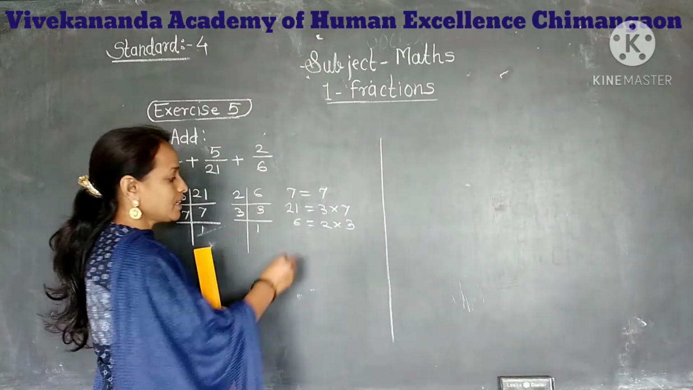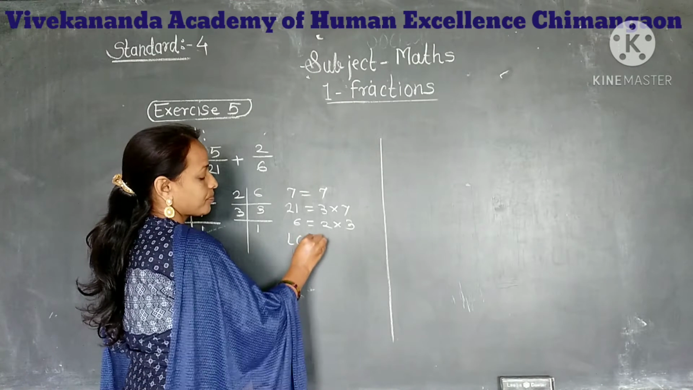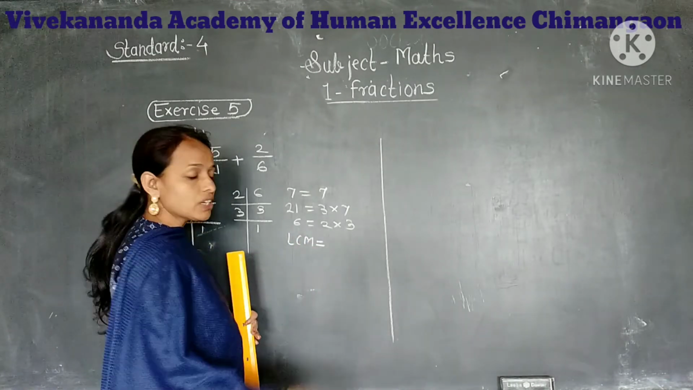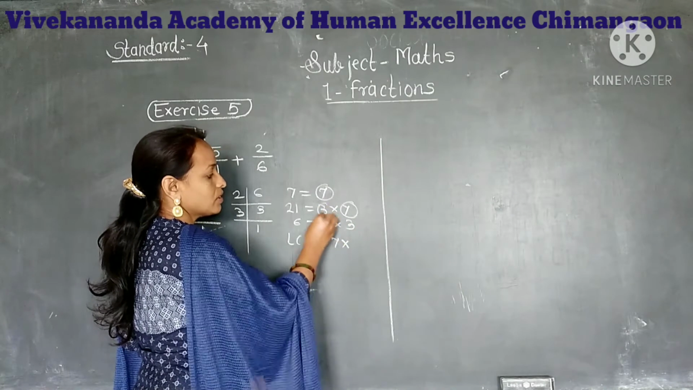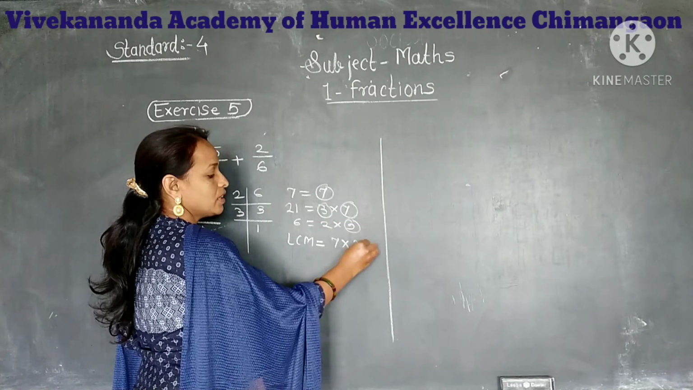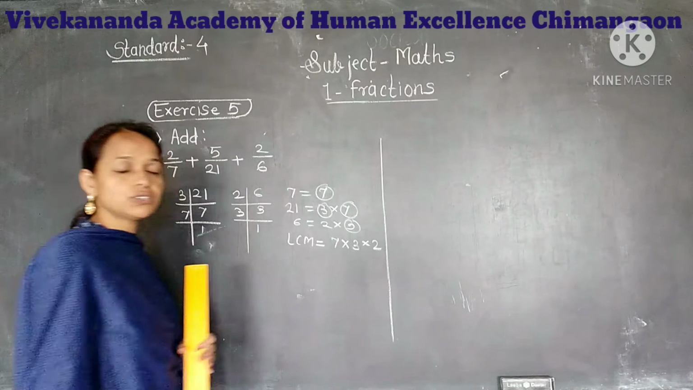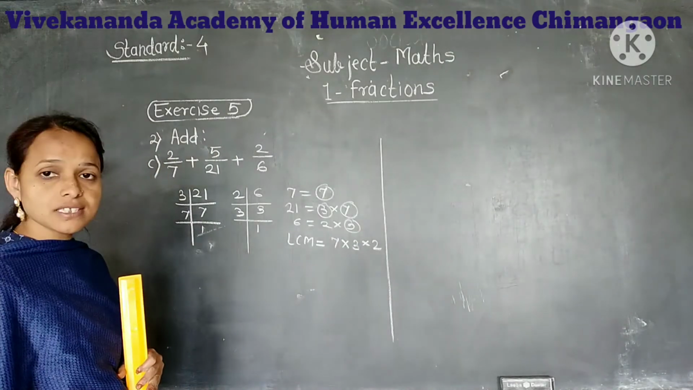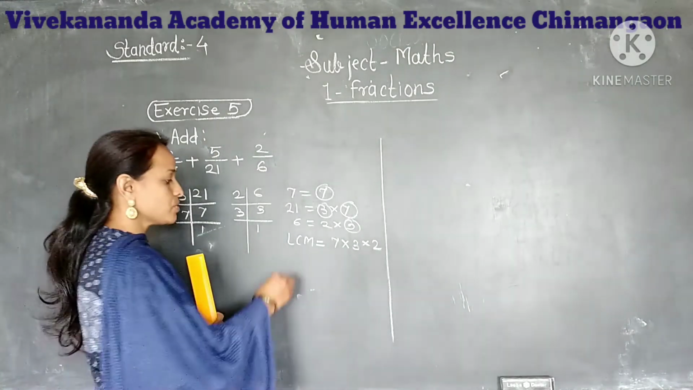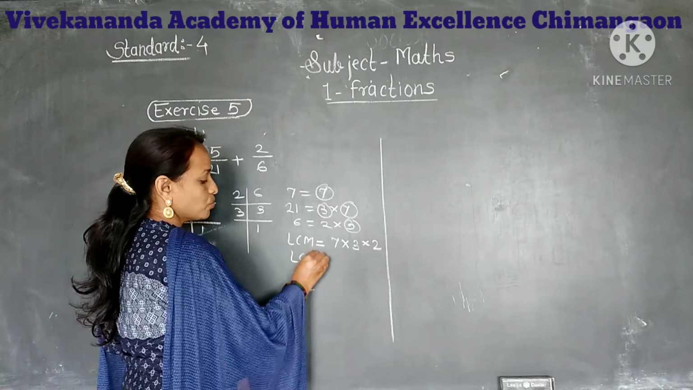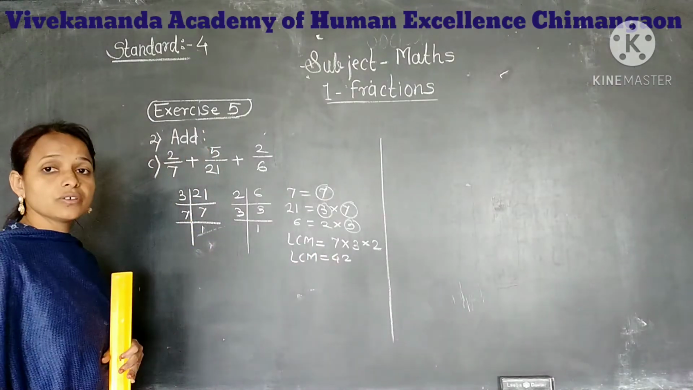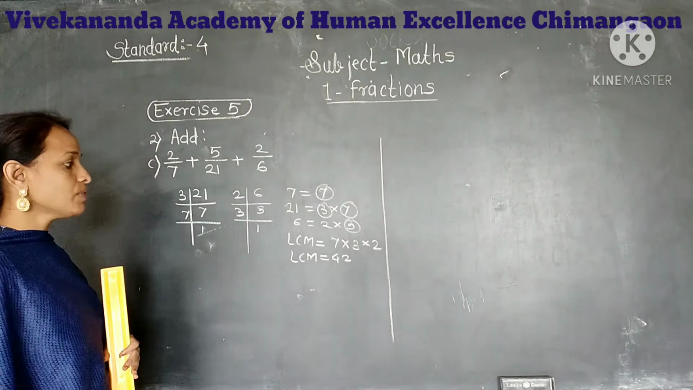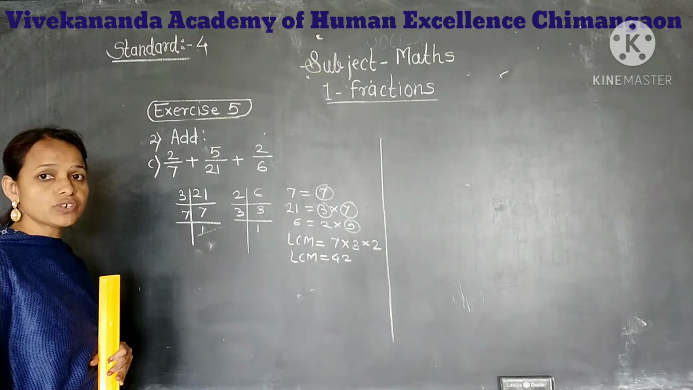Now we find the LCM. So first we find the common factors 7, 3 and the uncommon factor 2. Now we multiply: 7 threes are 21, 21 twos are 42. So here we found the LCM of 7, 21, 6 is 42.